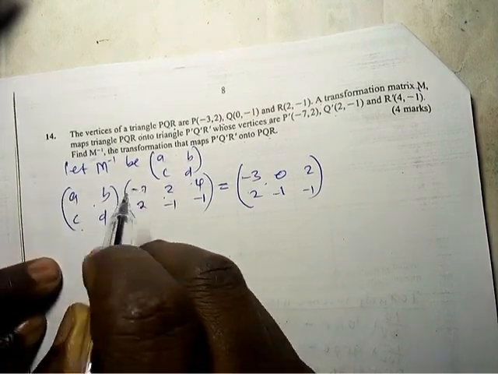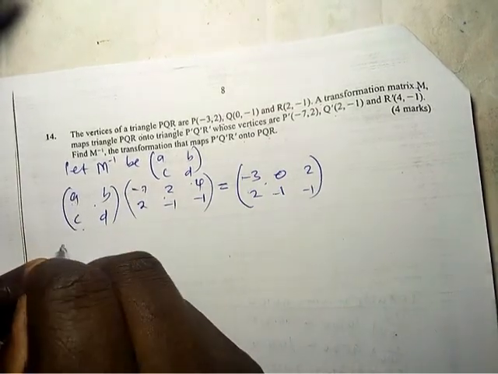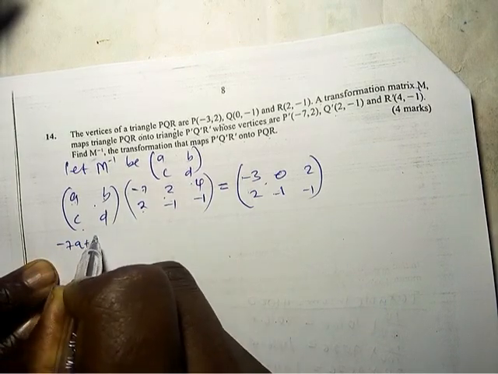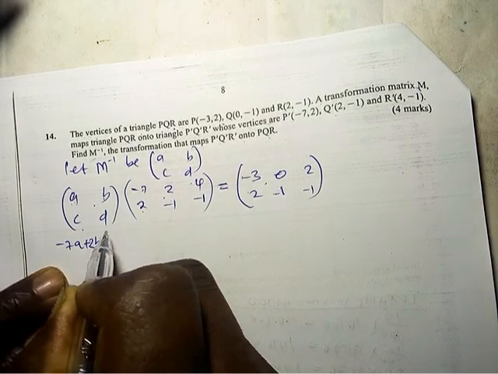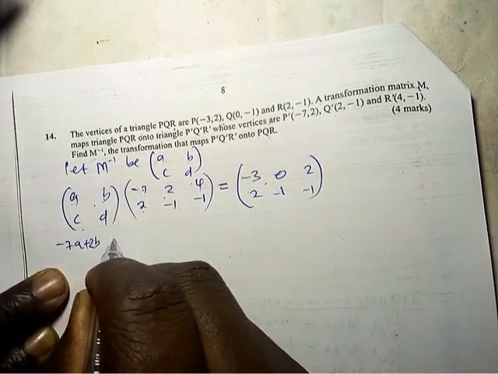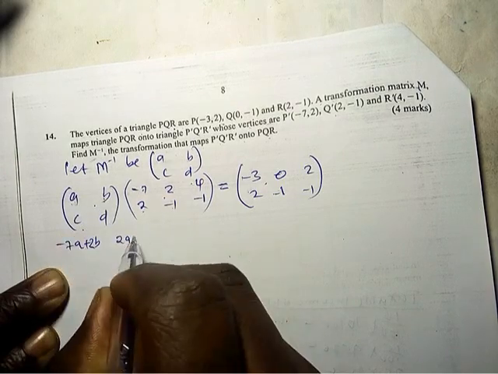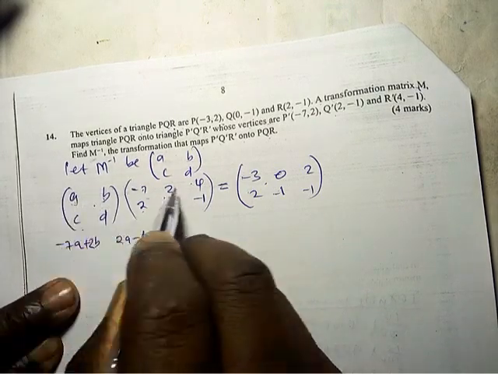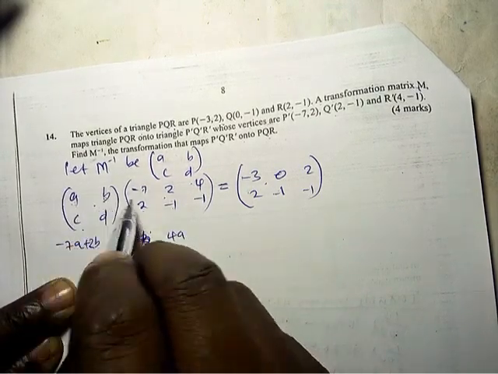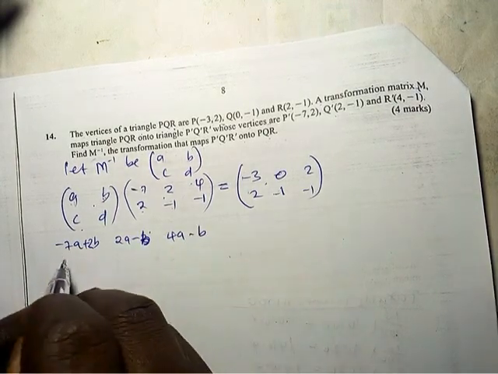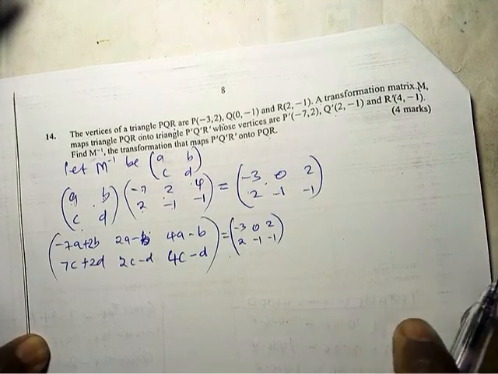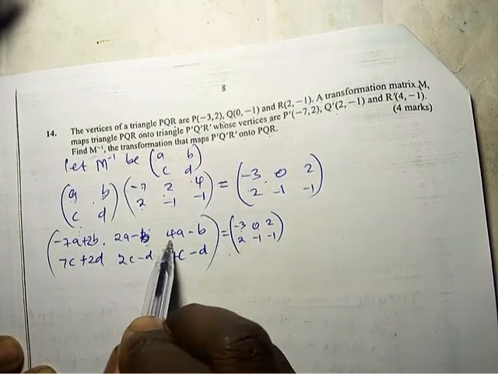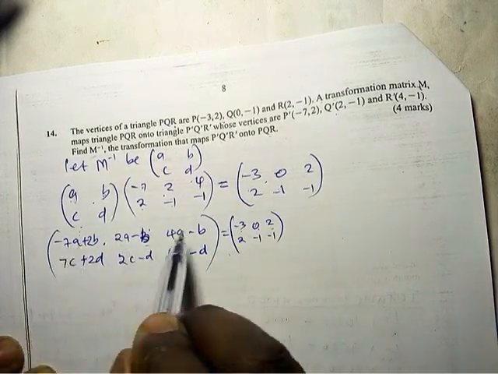So this times this, I hope you know how to multiply this one. We are going to have -7A plus 2B. Then 2A minus B. Then 4A minus B. So the first one is equal to -3, the second one is equal to 0, and the third one is equal to 2. So you equate this and that to get the values of A and B.